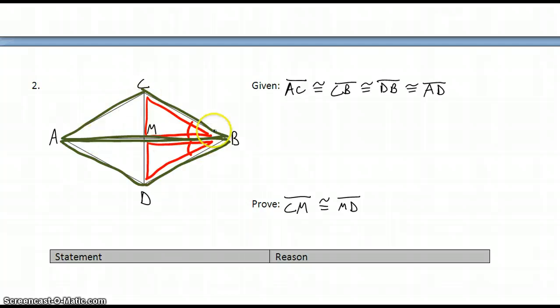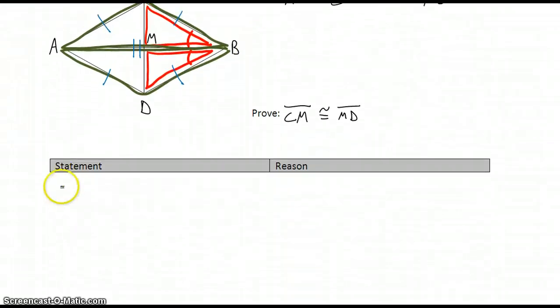Step 1, get these big triangles congruent to each other. Then, using the parts of those big triangles, get these smaller triangles congruent to each other. Then by CPCTC, these segments will be congruent to each other. So let's write a proof that does that. These big triangles will be congruent by side, that's a given. Side, that's another given. Side, they share a side. So that's step 1 of my proof.